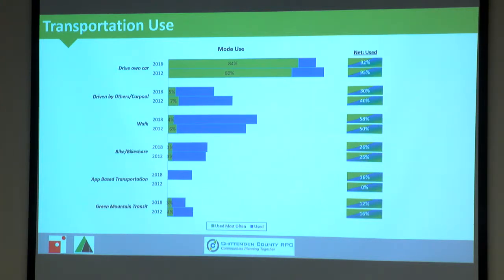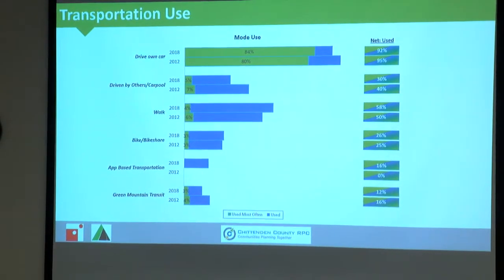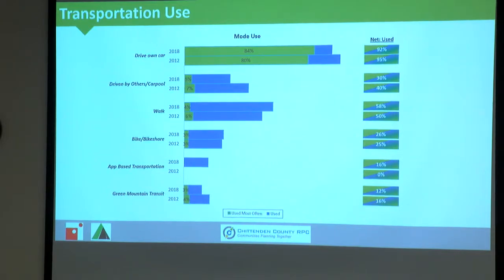Now, one other number we wanted to note, more because it lines up with other numbers that we've seen, is that there's been a slight drop in GMT usage. It's down to 12% reporting versus 16% in 2012. If you've seen any statistics come out of Green Mountain Transit over the past couple of years, you've seen that ridership has gone down marginally in those years, especially commuter transportation.